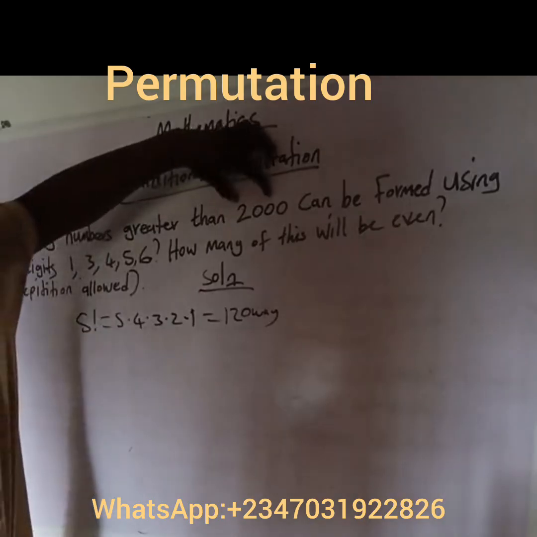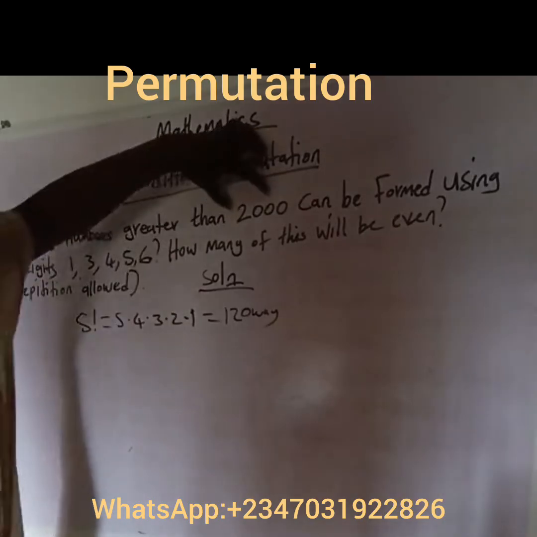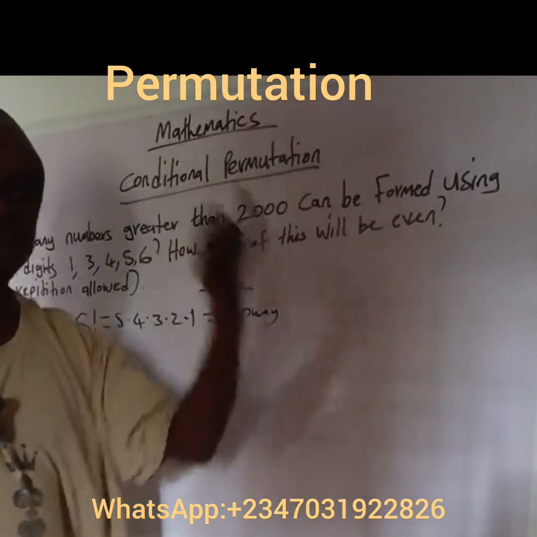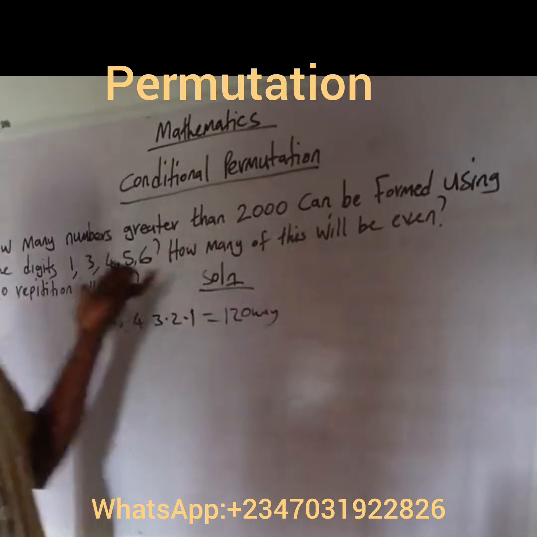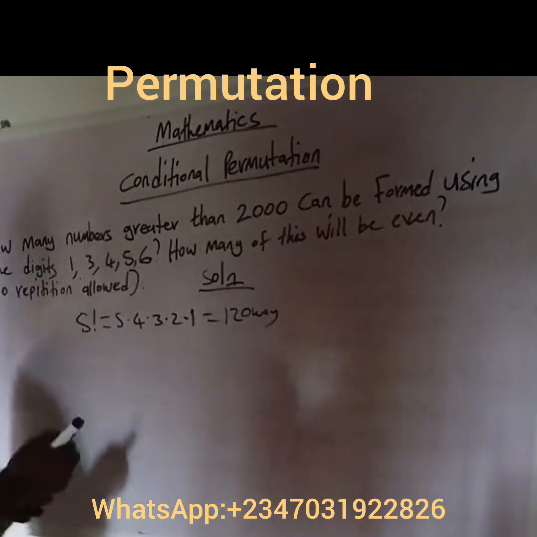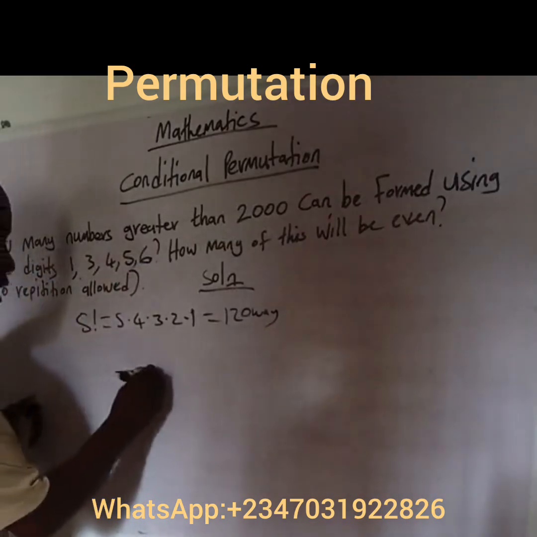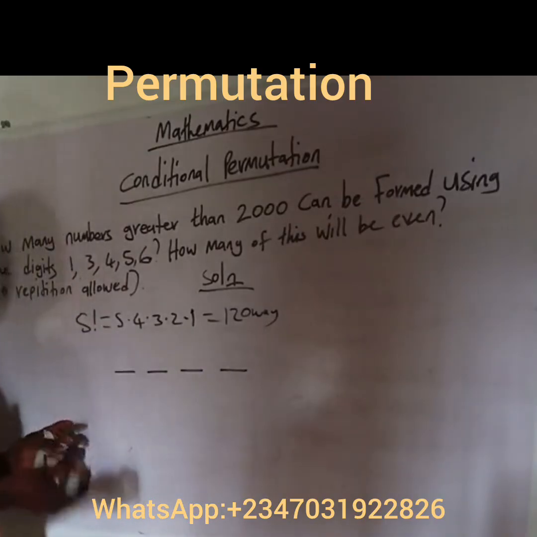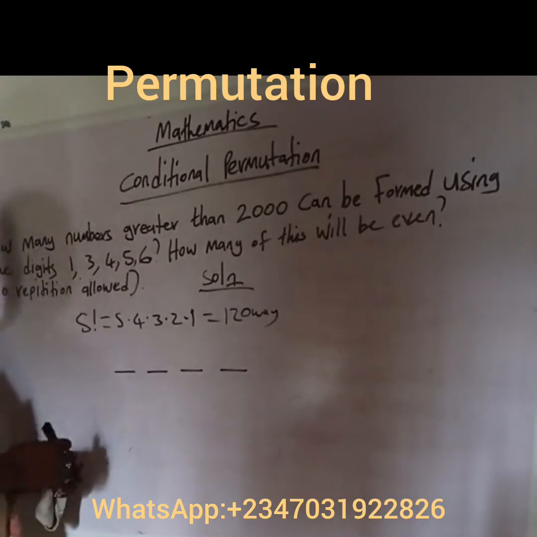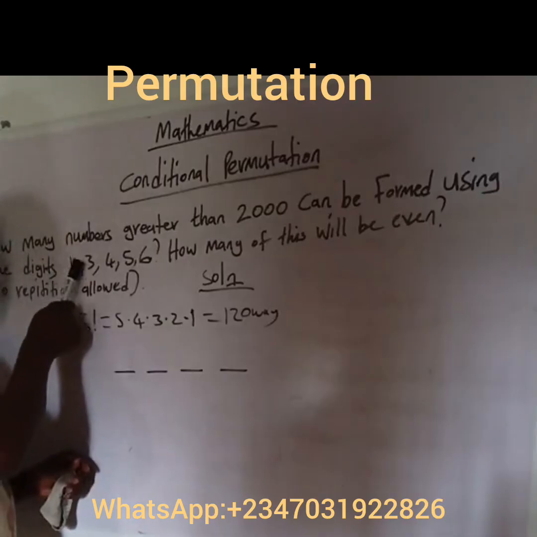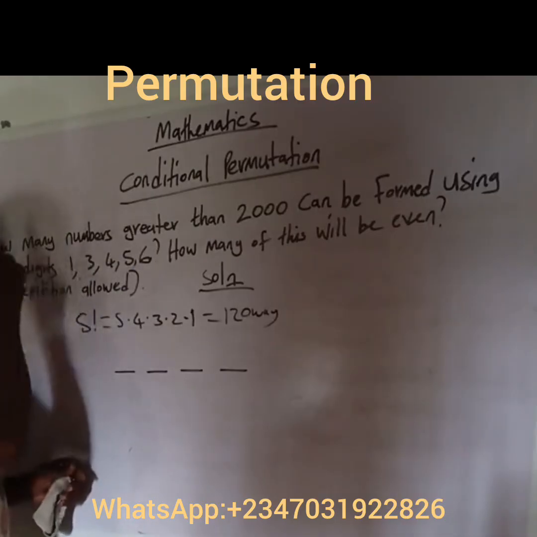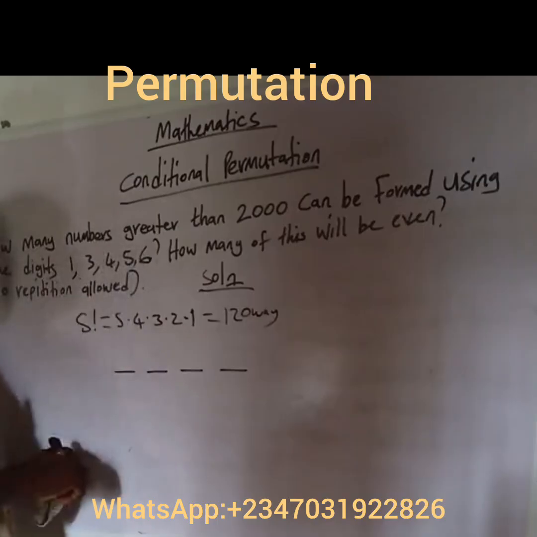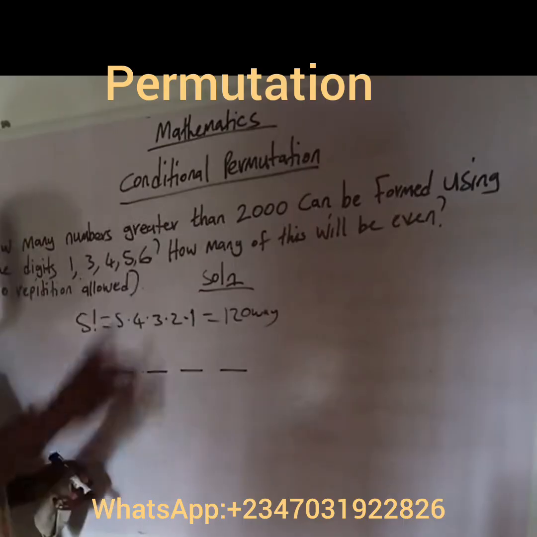And what we are talking about here is 2000, and 2000 is 4 digits. After you have solved the 5 digits, you will now consider what if it is 4 digits we are picking from here. Let me use this 4-line to signify the 4 digits. Now, if it is 4 digits, it means that 1 cannot start. Since 1 cannot start, 3, 4, 5, 6 are the only numbers that can start for it to be greater than 2000.